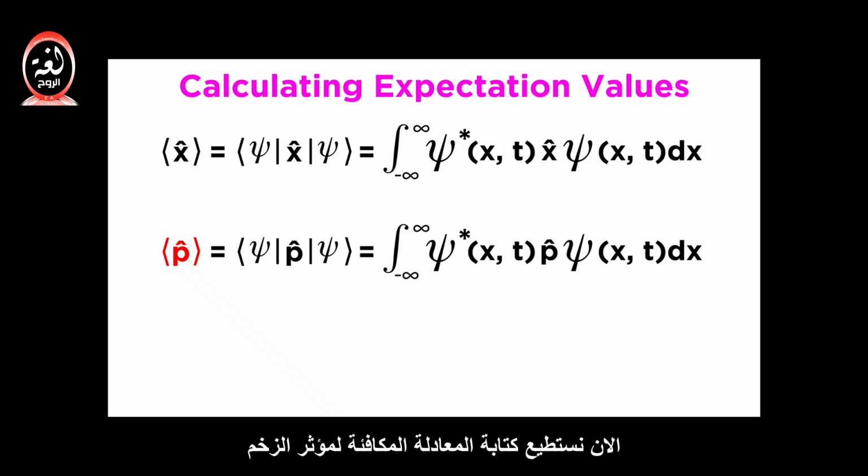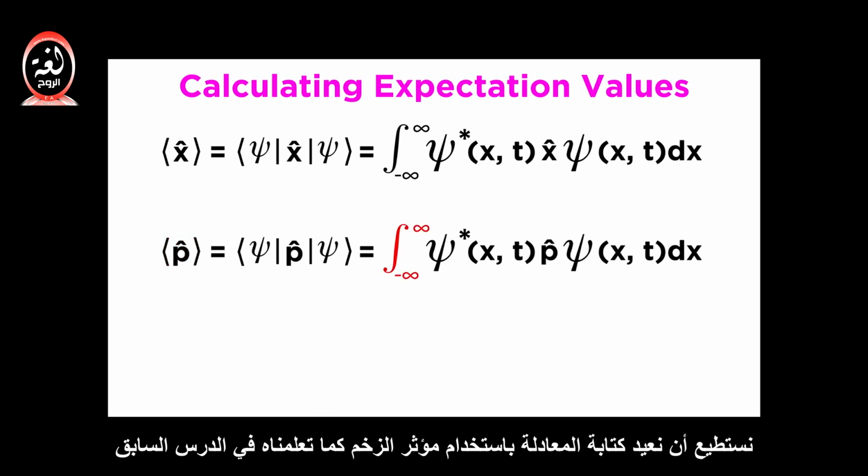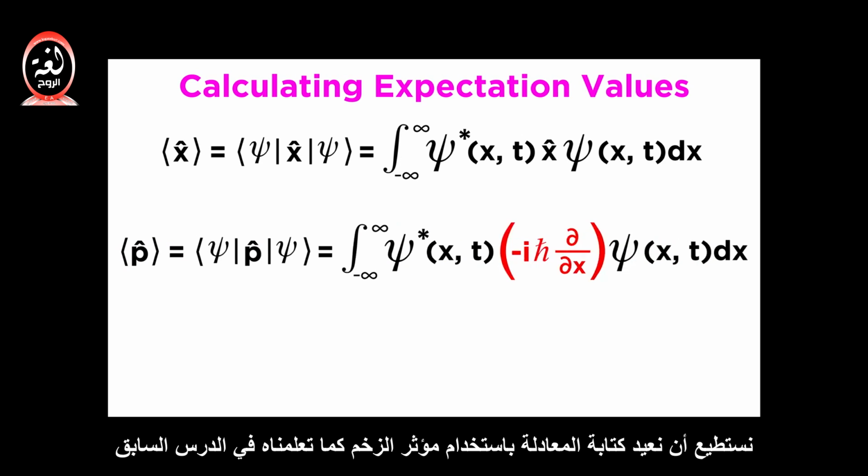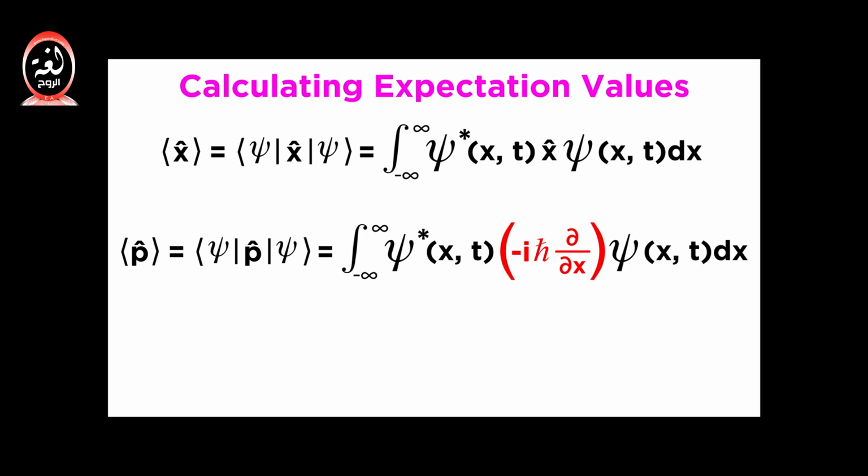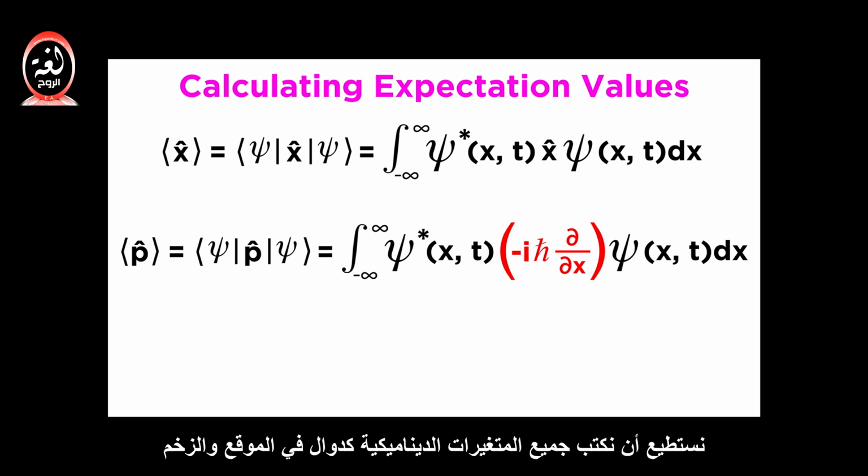We can write an equivalent equation for the momentum operator, whereby the expectation value of p equals the integral over all space of psi conjugate times the operator p acting on psi. We can then rewrite this using the definition of the momentum operator, which, as we recall from the previous tutorial, is negative i times h bar times the partial derivative with respect to x.